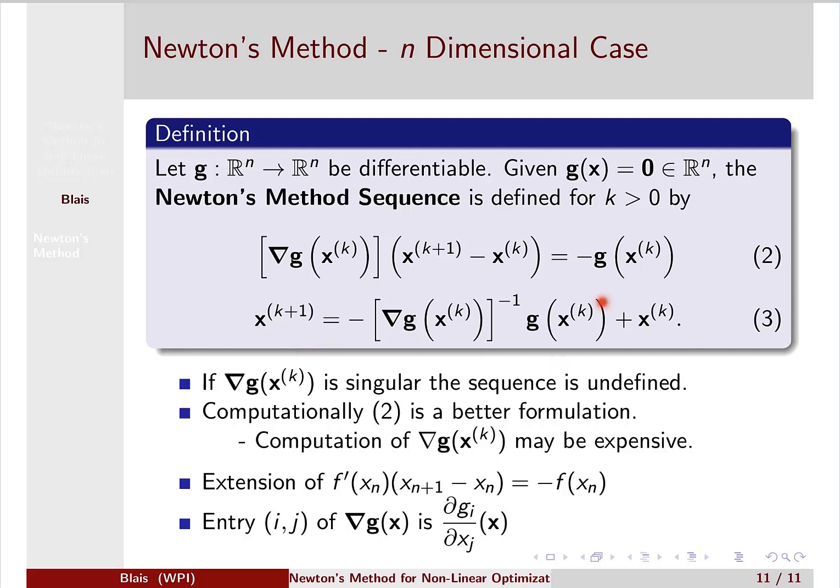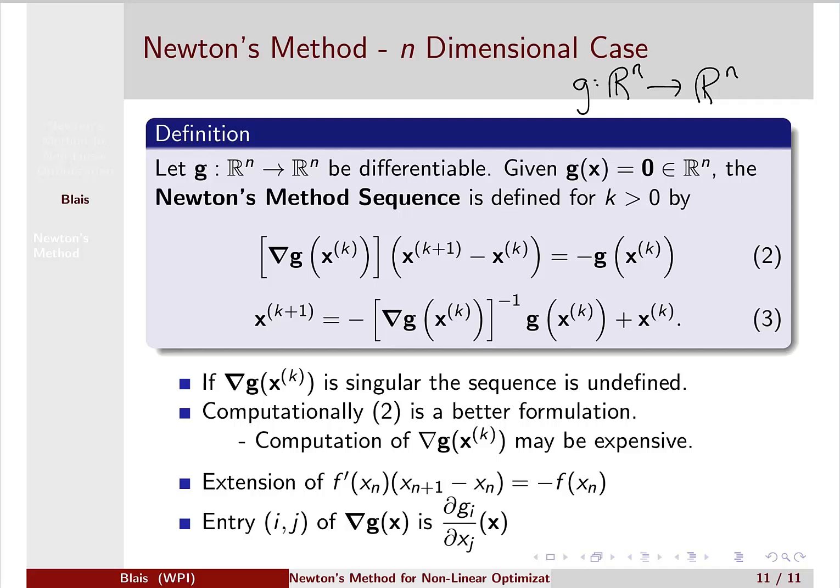This defines our Newton method sequence when we are working in n-dimensional space like this for a vector valued function g. So it's important to recognize, again, g has a domain of R^n and a range of R^n.